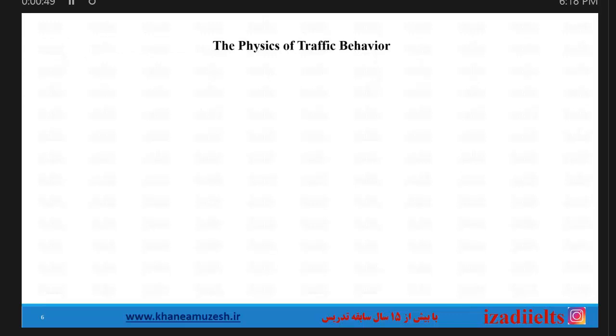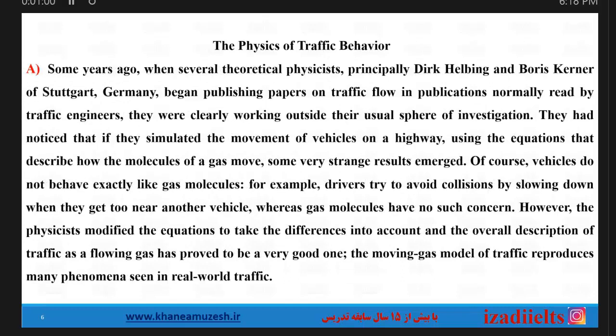Title is what? The Physics of Traffic Behavior. Very strange title, yes? So let's start with the first paragraph. So we're going to skim read and we're going to look for the key sentences, main points of this paragraph, yes? And underline them. I read it.